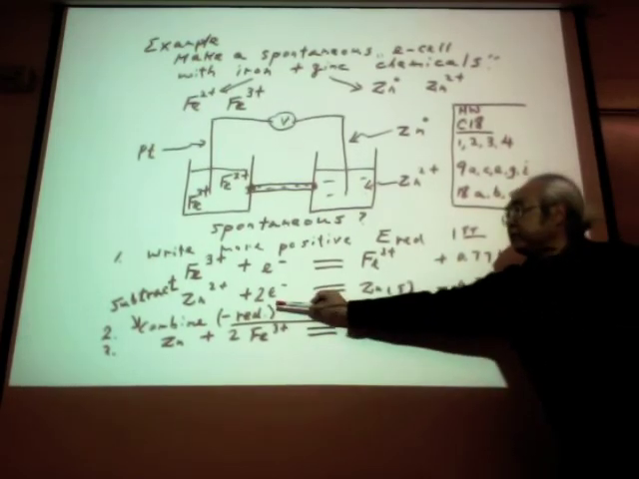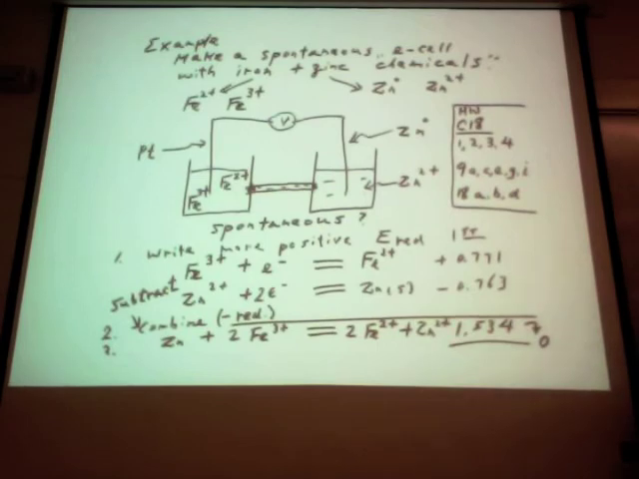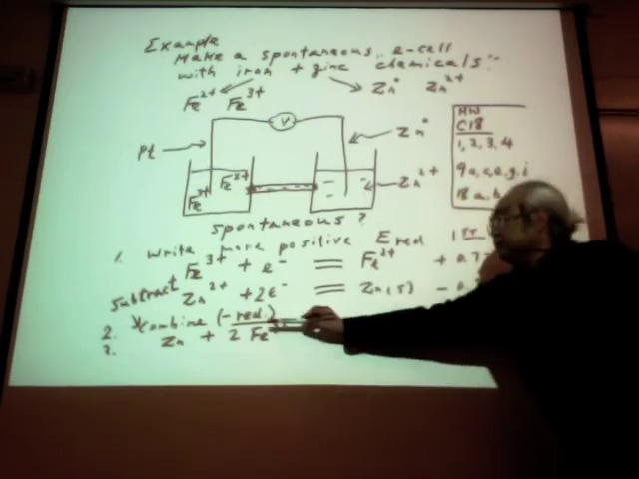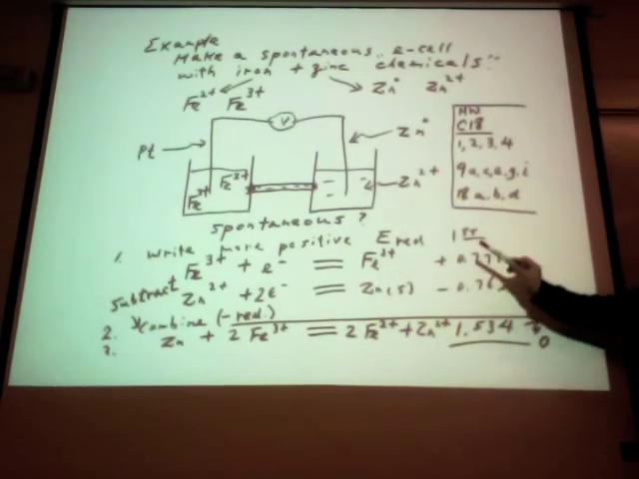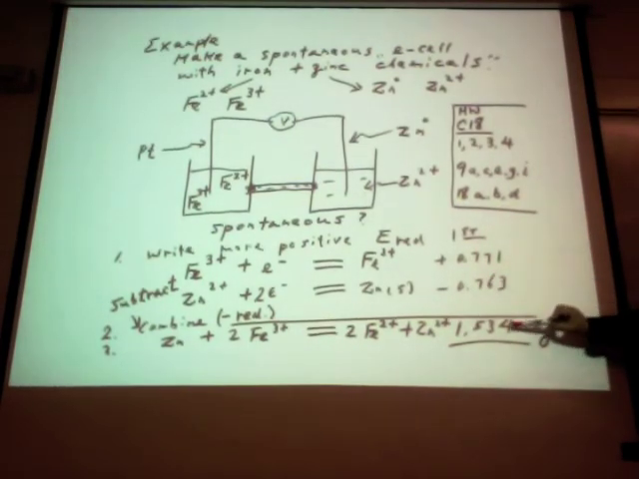Okay. No, I got that. I just was thrown off because you have subtract over there. That's right. So you will need to subtract the reduction to make it oxidation. So this one will switch. So the sum of the two is plus 1.534.